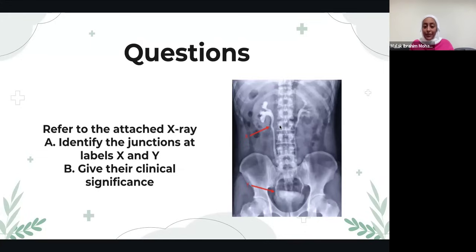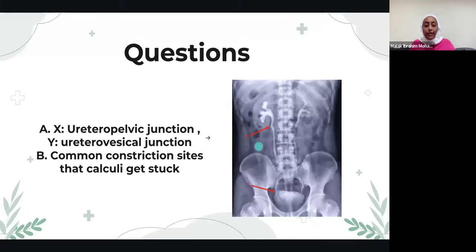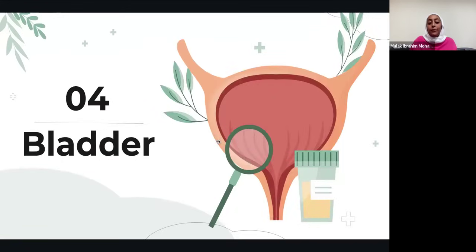Okay, I'll wait for more people to answer. Okay, perfect, guys, you got it correct. X is the ureteropelvic junction. It's the part where the pelvis changes into the ureter. And Y is the ureterovesical junction. And the clinical significance is that these are the parts where renal stones get stuck. And with that, I'm done with the ureter.